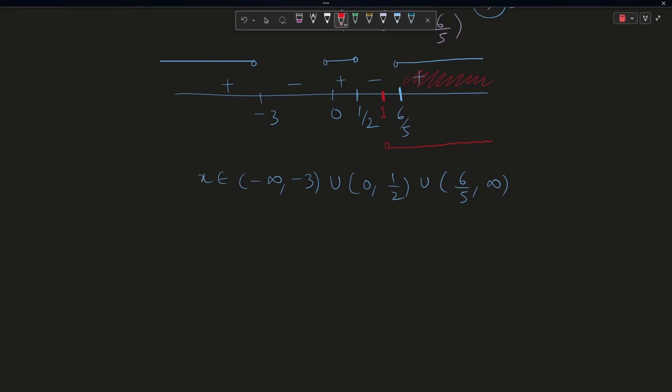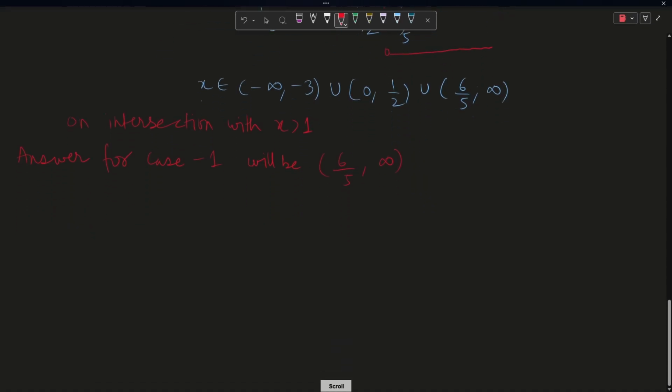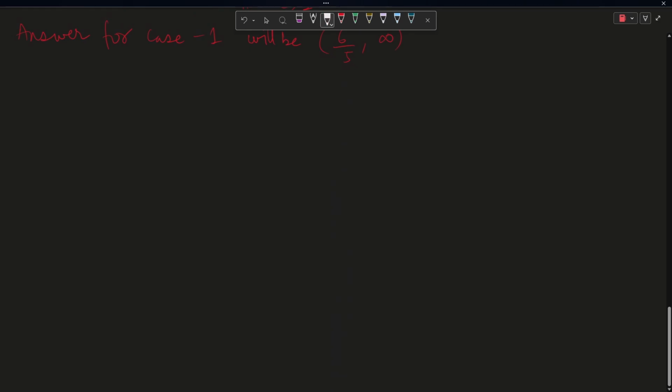Hence, on intersection with x greater than 1, our answer for case 1 will be 6 by 5 to infinity, right? Now we need to take case 2. For taking case 2, I can simply say that the value of x is less than 1 and greater than 0.